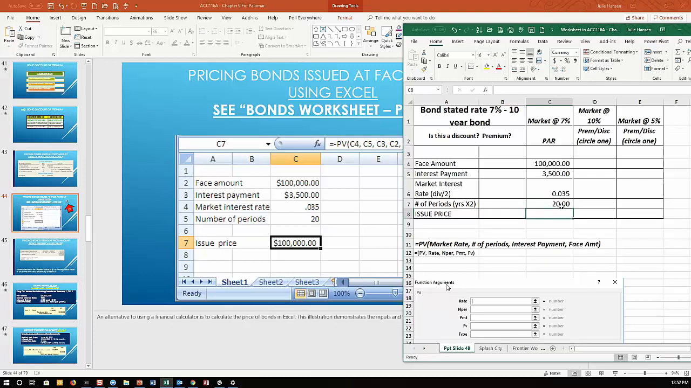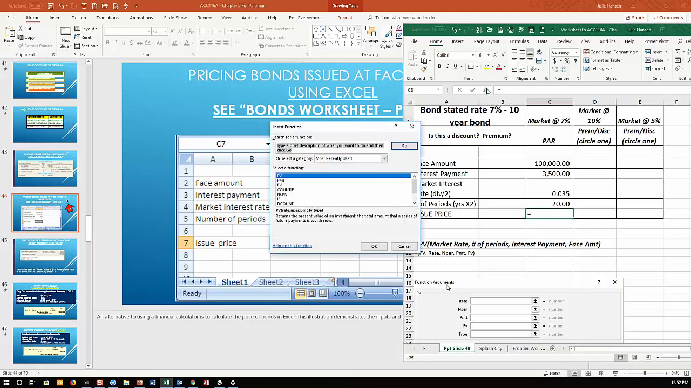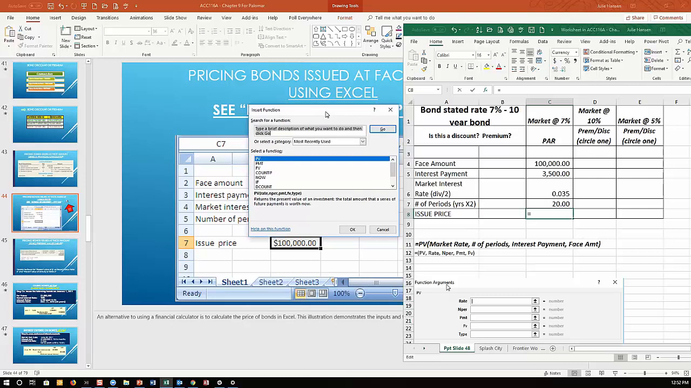So here's where the fun comes in. What's the issue price of this bond? Now, because the bond stated rate is 7%, and the market rate is also 7%, this bond is going to be issued at par. That's what we call it. But how do we actually confirm that? So I'm going to go up to this fx. This is going to come up, and I'm going to use the PV function. Now, I use the PV function a lot, so it's actually on my recently used. If yours isn't appearing there, no problem. Just type in PV, hit go, and here you're going to have the present value.